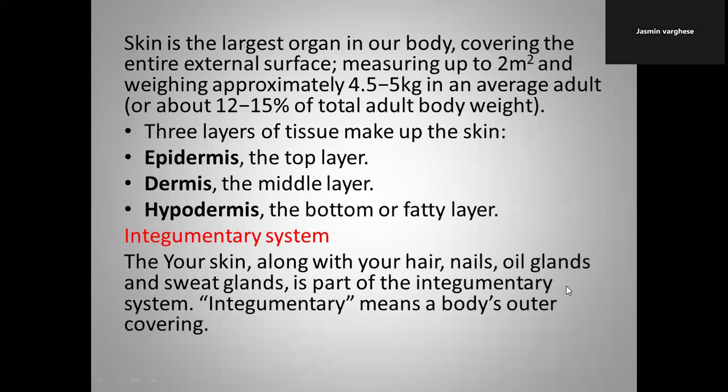As I said, skin is the largest organ in the body, covering the entire external surface, measuring up to 2 meters squared and weighing approximately 4.5 to 5 kg in an average adult, or about 12 to 15% of the total adult body weight. The three layers of tissue that make up the skin are the epidermis, the top layer, the dermis, the middle layer, and the hypodermis, the bottom or fatty layer.